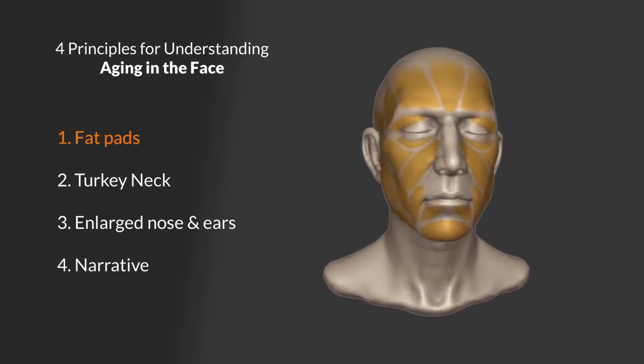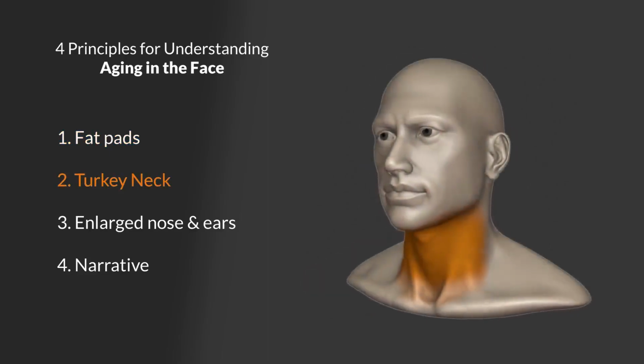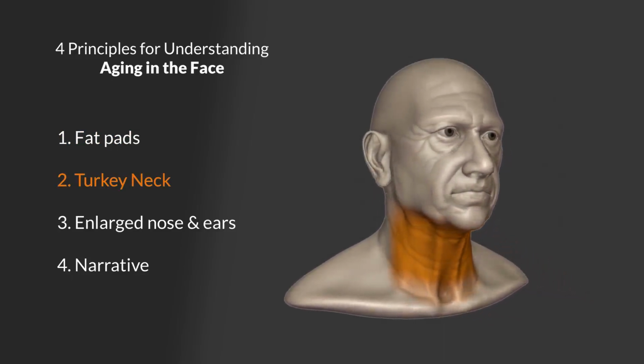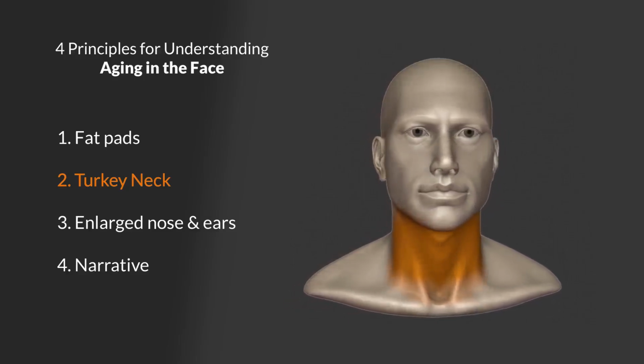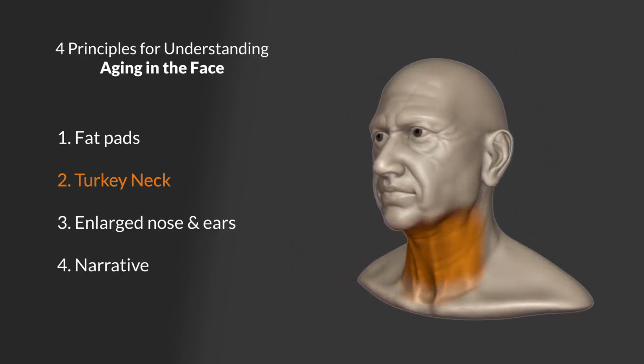And fat pads especially become noticeable throughout this process. Number 2 is commonly referred to as turkey neck. This unflattering term refers to the extreme sagging that takes place in the skin and muscles of the neck. Over time, the platysma muscle loosens, causing the skin to hang in a distinct pattern.